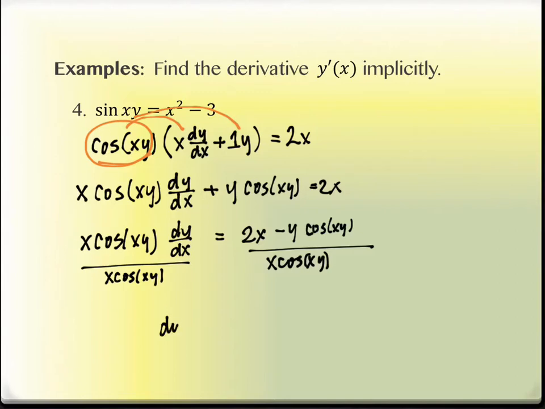So dy dx equals 2x minus y cosine of xy divided by x cosine of xy. And again, if you look at all three terms, these are the three terms, they don't have something that's exactly the same in all three of them. So I don't get to cancel or simplify anything any further.